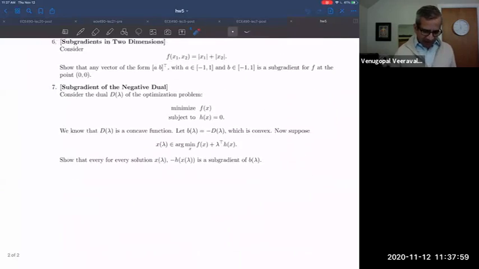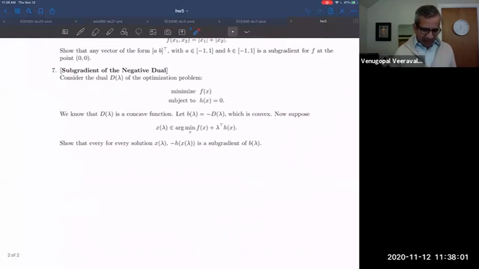Okay, and same with here. It's much easier to show that these are subgradients of B lambda, but showing that those are the only subgradients of B lambda is a little more difficult. Okay, so subtle point, which usually doesn't matter so much in practice, but it's still a point to consider.